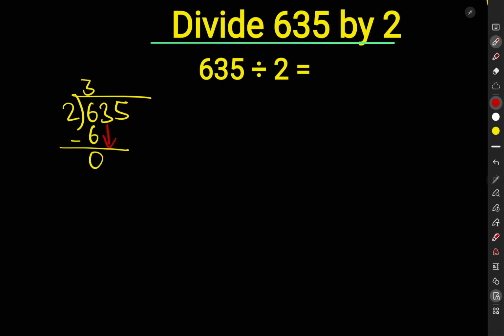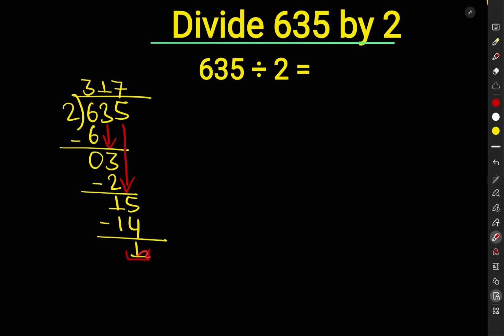So now we put down this 3 and 2 times 1 is 2. On subtracting we get 1. So again we put down this 5 and it is 15. So 2 times 7 is 14. On subtracting it is 1.